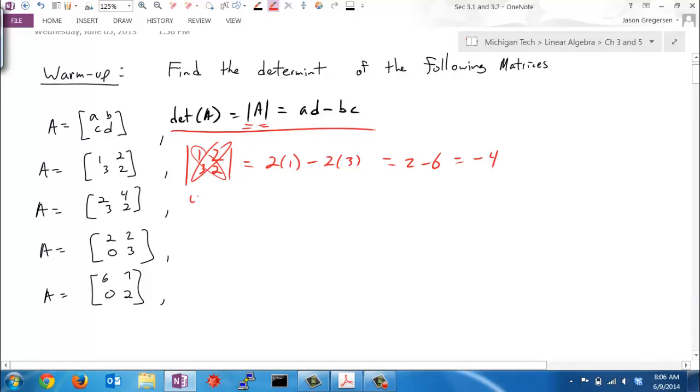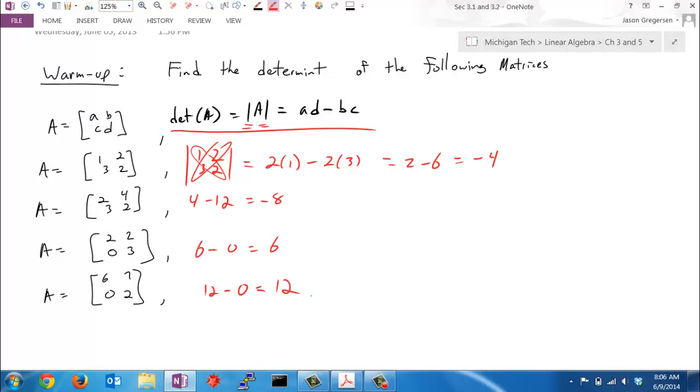All right, the next one's going to be 4 minus 12, which is negative 8. And we have 6 minus 0, which is 6. And 12 minus 0, which is 12. All right, questions about those from the warm-ups? Any patterns to notice there? Anything you might question or want to?